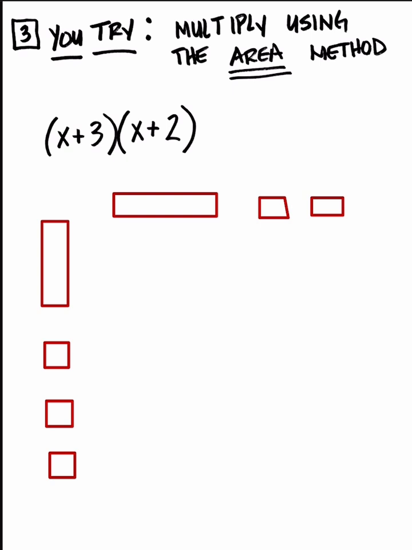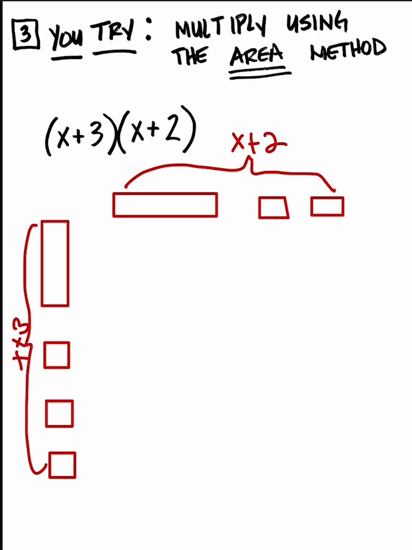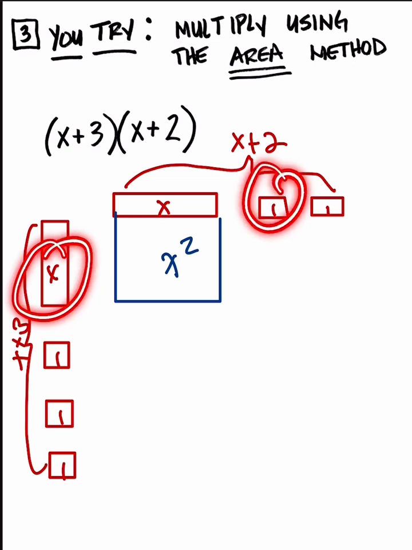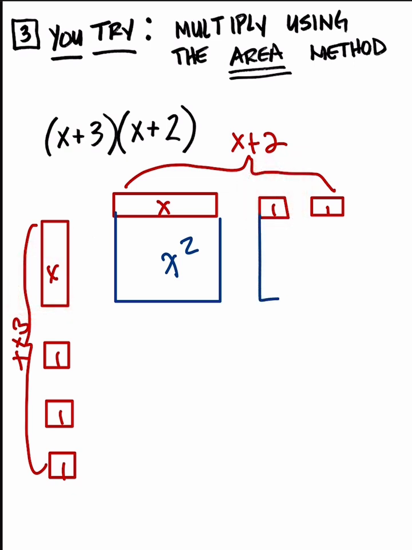Okay, so you should have gotten something similar to this. We see that this is representing our x plus 3, and then this is representing our x plus 2. So now multiplying this together, we see that we'll have x squared. Let's go ahead and write in our boxes so that we don't get confused. So we have x squared, and then x times 1 is x.